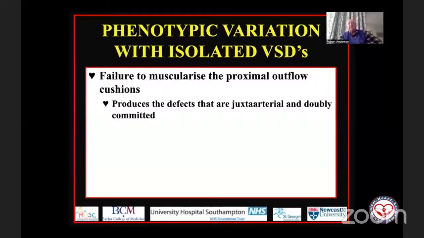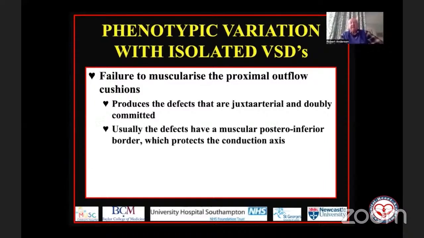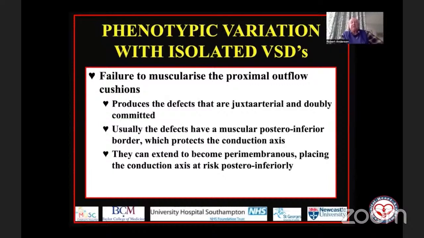So it is failure to muscularize those proximal outflow cushions that produces the defects that are juxta-arterial and doubly committed. And should the outflow cushions be partially muscularized, it can give us a muscular outlet defect. As you have seen, usually the defects have a muscular posterior inferior border. And when present, it is that border which protects the conduction axis.